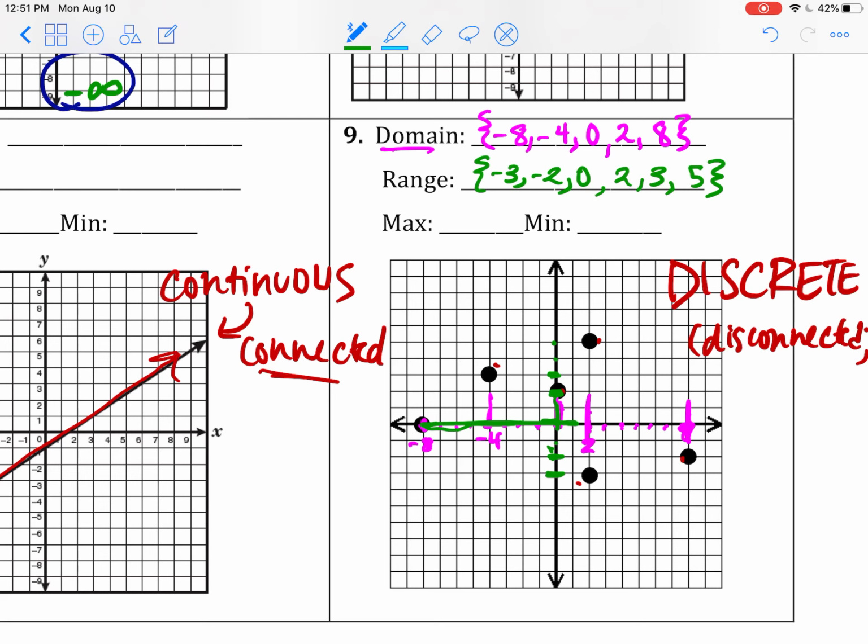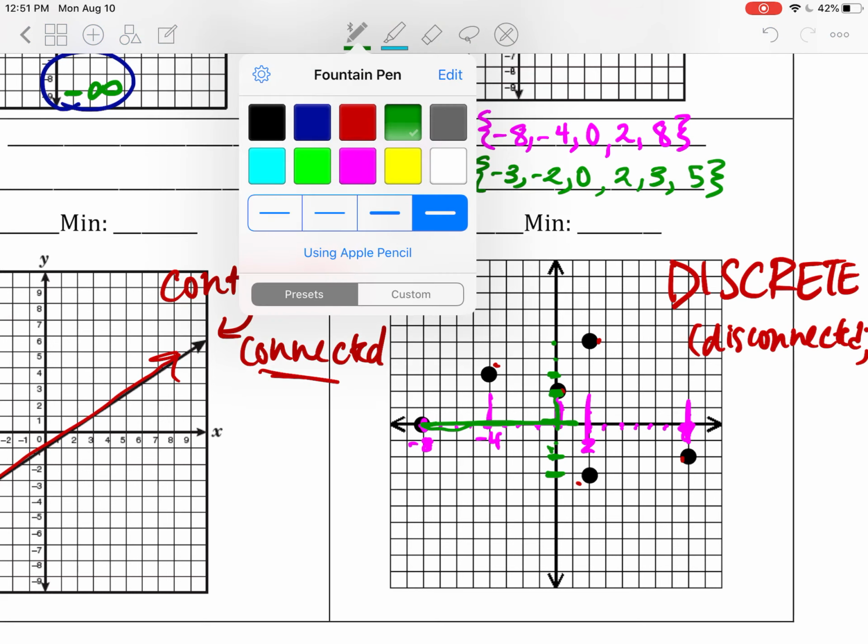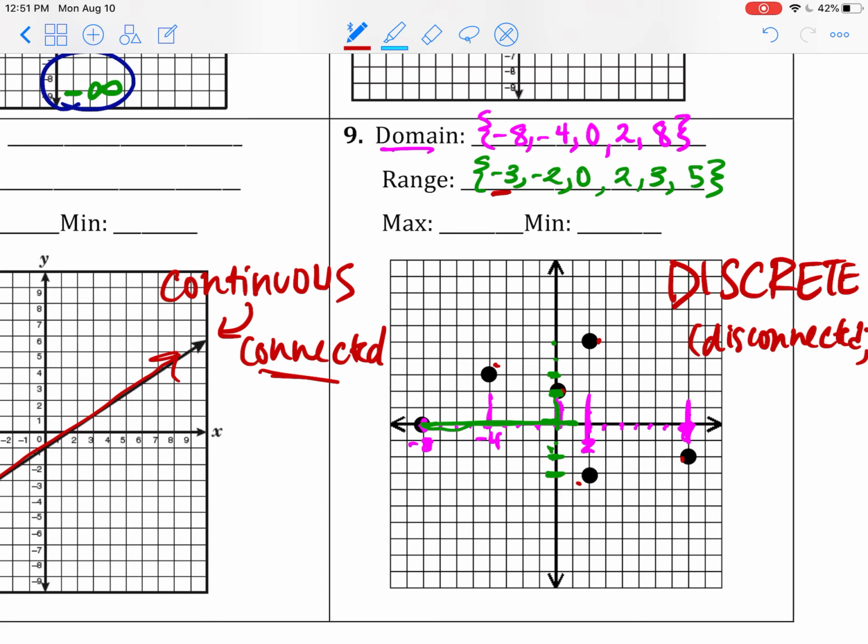Okay, and so we can still talk about a max and a min. It's still going to be your lowest y value and your highest y value. That's why I scan from bottom to top. -3 is the minimum, +5 is the maximum.